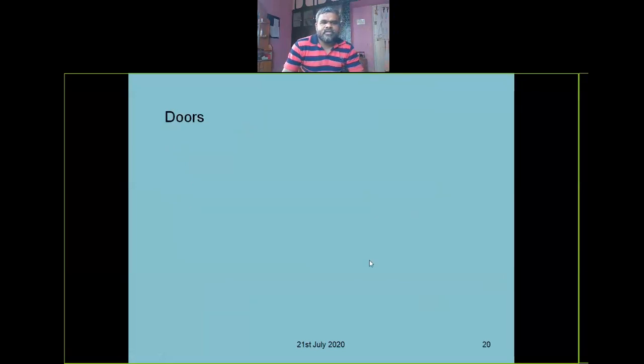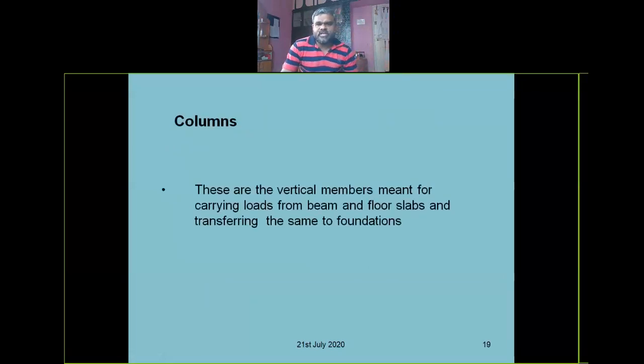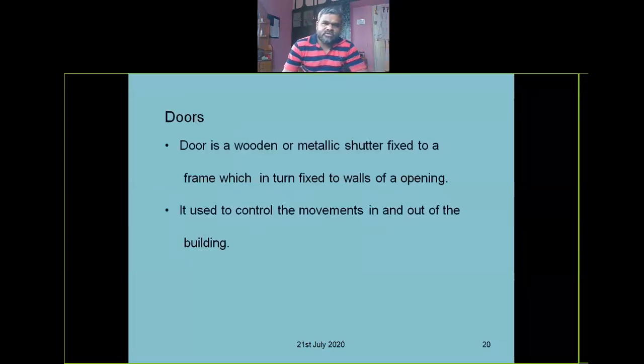right? Next, columns. These are the vertical members meant for carrying loads from beams, floors, and slabs, and transferring the same to the foundation. Vertical structural members. Next, doors. A door is a wooden or metallic shutter fixed to a frame, which is fixed to the walls of an opening. It is used to control the movement in and out of the building.